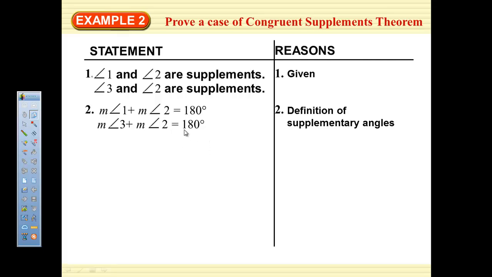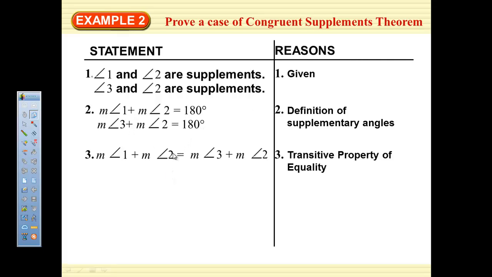Now, since they're both equal to 180, then we can also state that they're equal to each other. Even though it says transitive, this would not be considered to be transitive in my book because it's not first equals second, second equals third. So ignore where it says transitive. This would actually be substitution property.